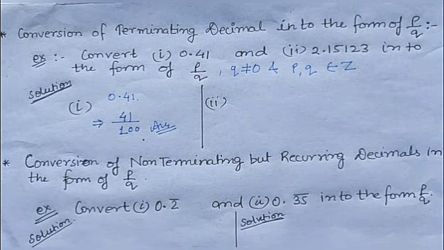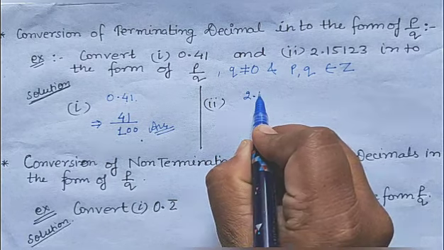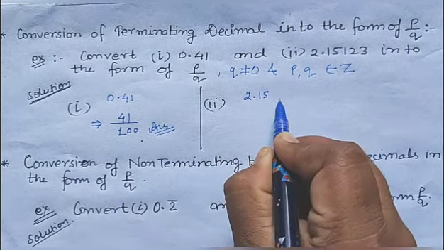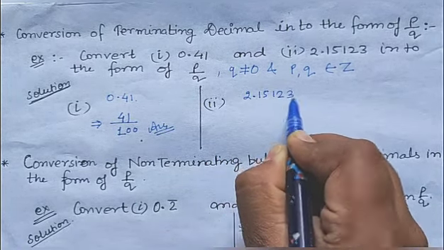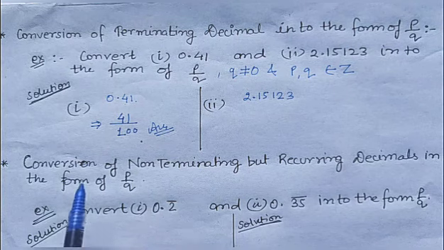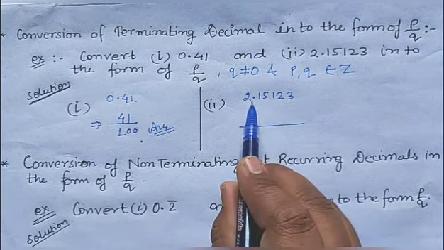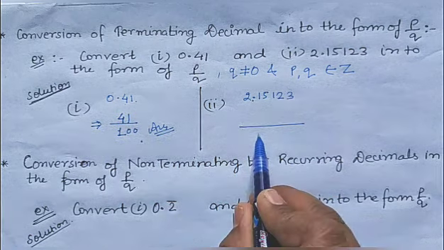Okay, very easy it is. Like second example, we have 2.15123. We have to change it into the form of p by q. So as we have solved this example, at the place of decimal you have to write 1.